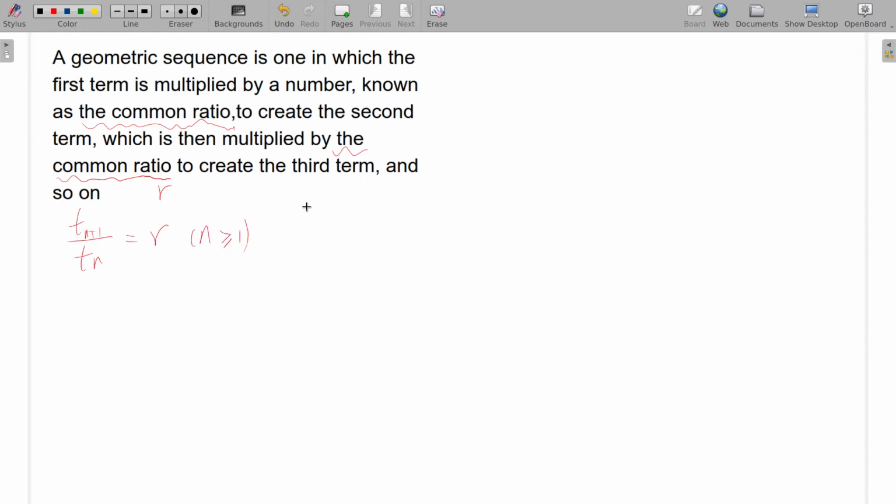You can also write it like Tn over T(n-1) equals r. If you write it like this, n must start from 2.